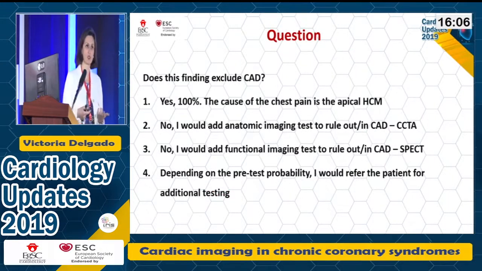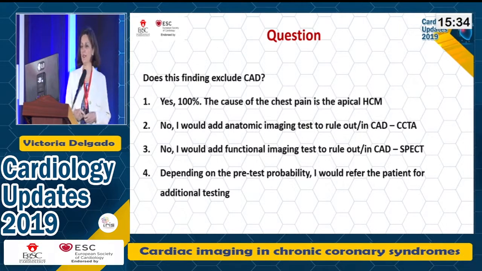So the next question will be, does this finding exclude coronary artery disease? So who votes for the first one? Yes, 100%. The cause of the chest pain is apical hypertrophic cardiomyopathy, and we don't need to do anything else. Anyone for this one? No. The second one, no. I would do an anatomical imaging test to rule out or to rule in coronary artery disease, and for example, I will use a coronary CT angiography.